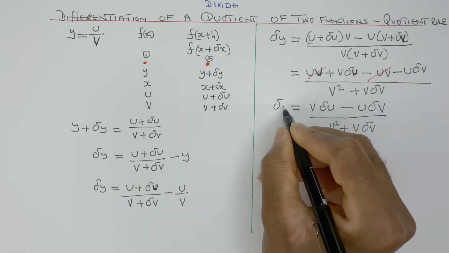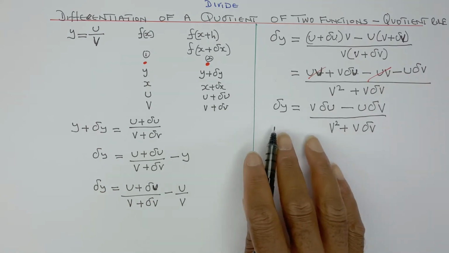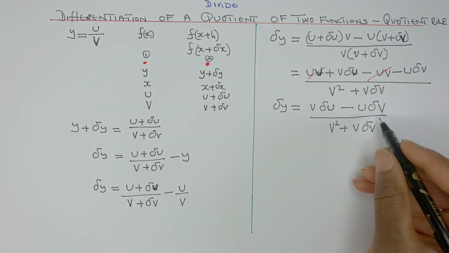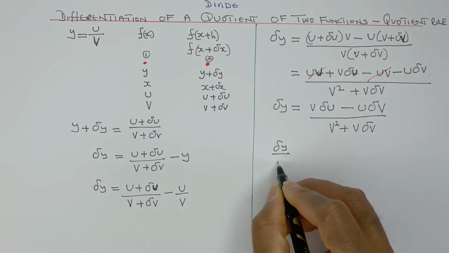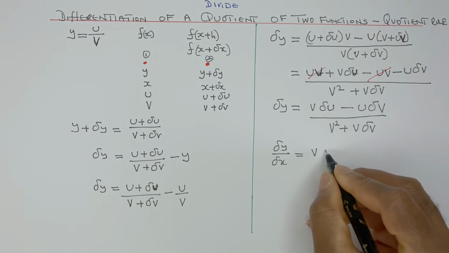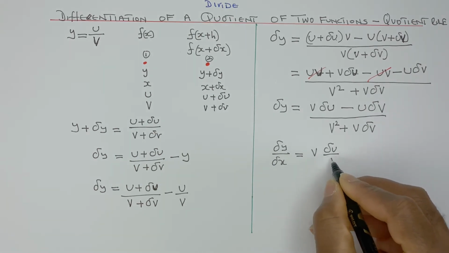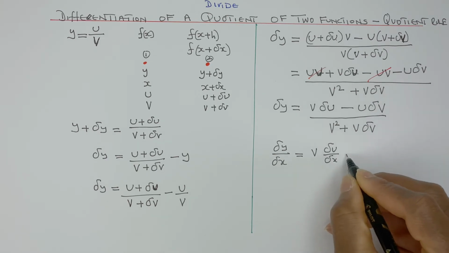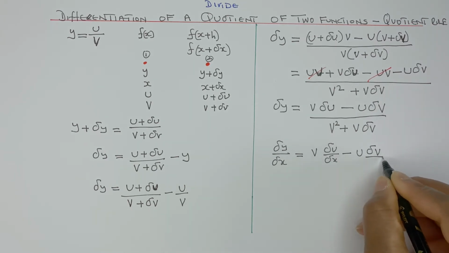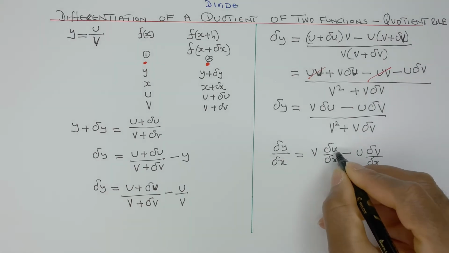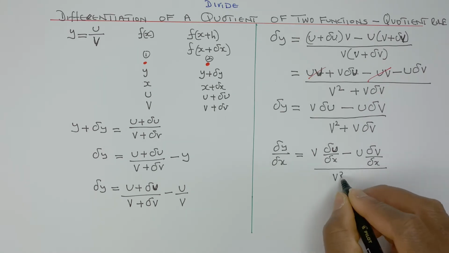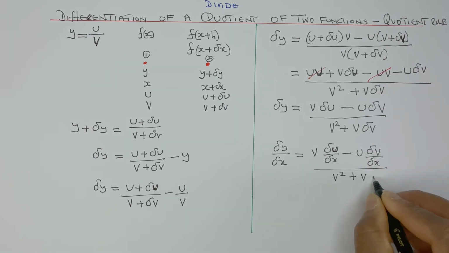So that's the delta y. Now I need to divide both sides by delta x. If I divide this by delta x, I have to divide those by delta x. So I get delta y over delta x equals v delta u over delta x minus u delta v over delta x, divided by v squared plus v delta v.